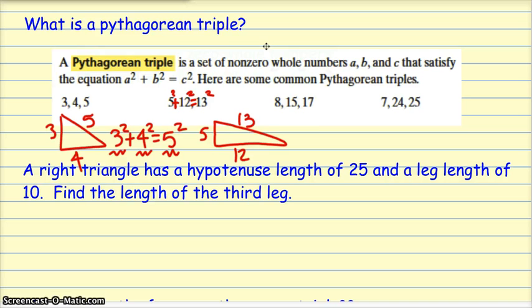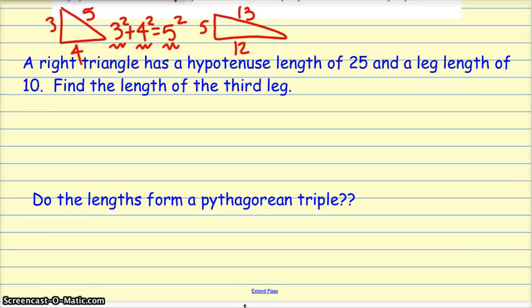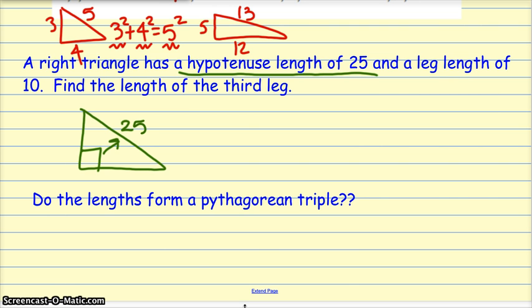So here's a problem. It says a right triangle has a hypotenuse length of 25 and a leg length of 10. Find the length of the third leg. Draw it. The hypotenuse, by definition, is always directly across from the 90-degree angle. So there's your 25. And then it says it has a leg length of 10. Whether you put the 10 here or here doesn't really matter if you're sketching, as long as it's on one of the legs.